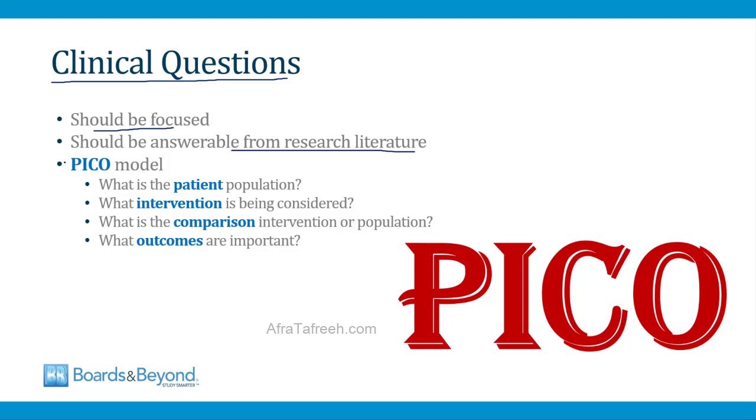And the popular way to define a good clinical question is through what's known as the PICO model. PICO is a mnemonic that stands for the elements of this model, which can be used to formulate good clinical questions. The P is for what is the patient population your question pertains to. The I is for what is the intervention being considered. The C is for what is the comparison intervention or population. And then finally the O is for what outcomes are important.